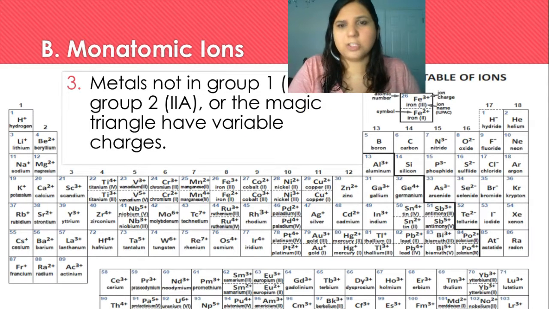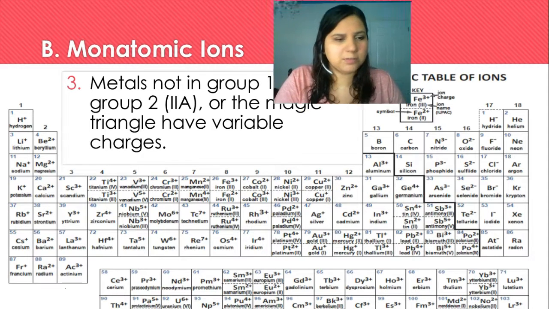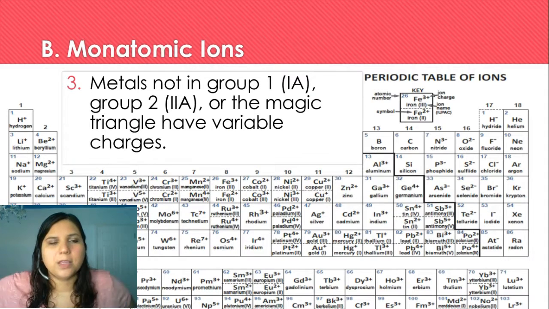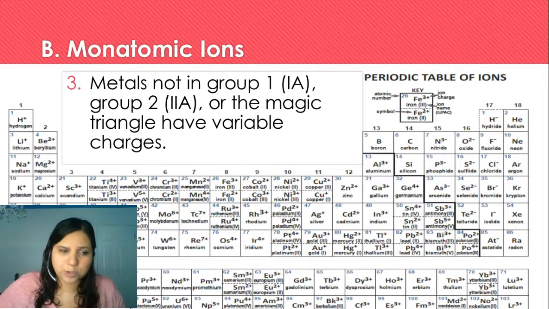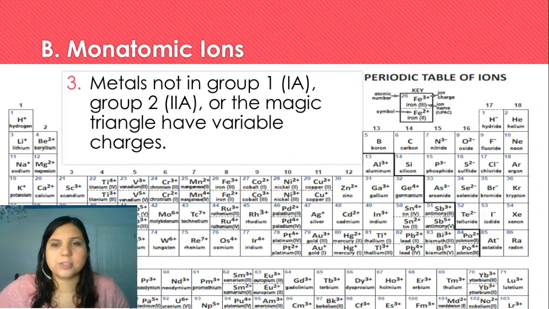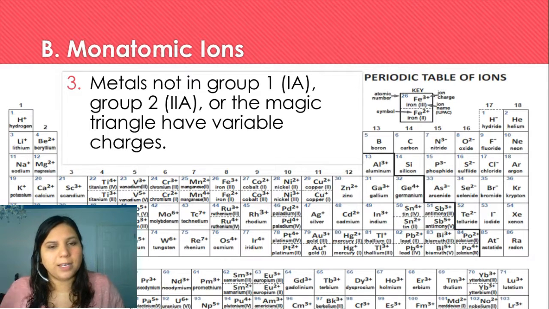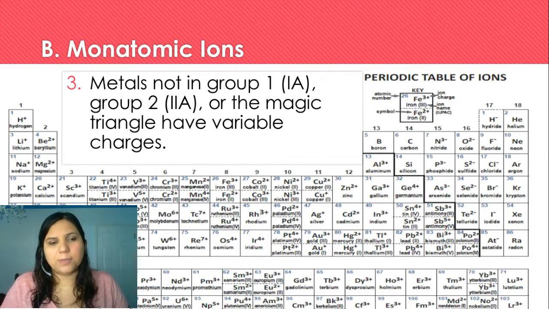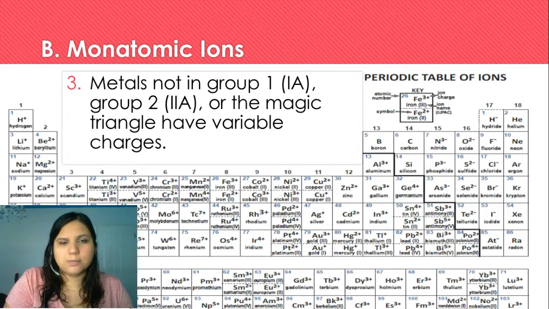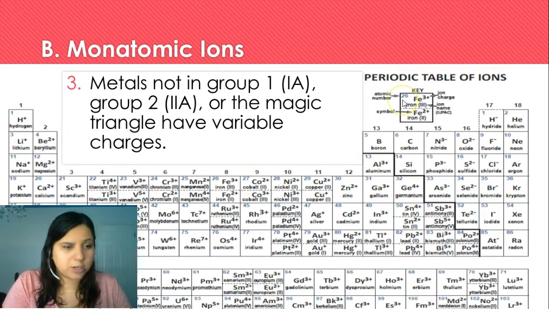Here are the ones that change. So I'm going to put myself over here. Okay, so the metals that are not in group 1A or group 2A or in the magic triangle have variable charges. And we need to know this because when we name them, we don't just call them by their names, we actually give them a Roman numeral to say what their charge is.